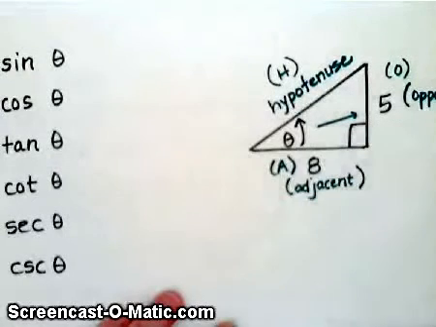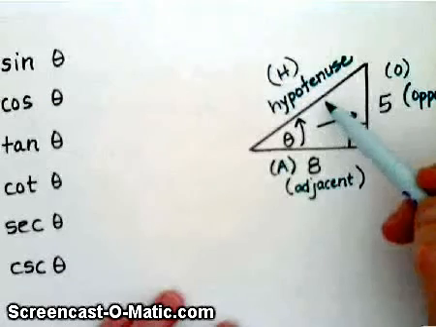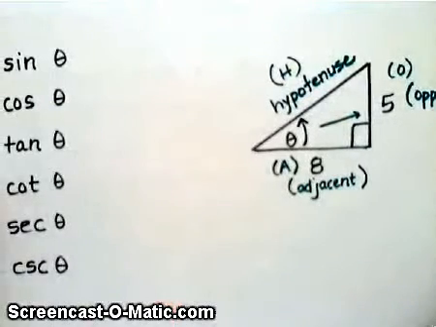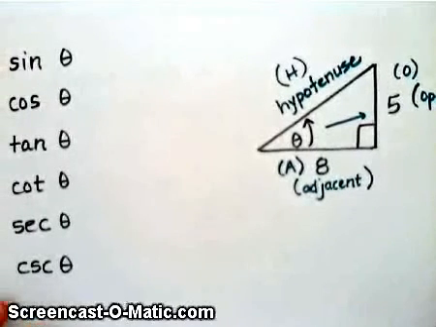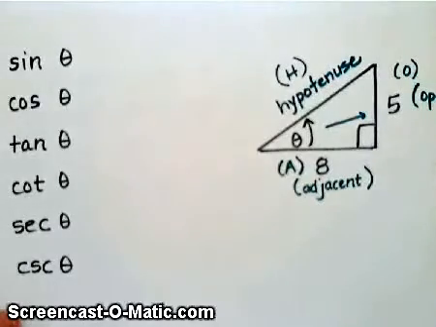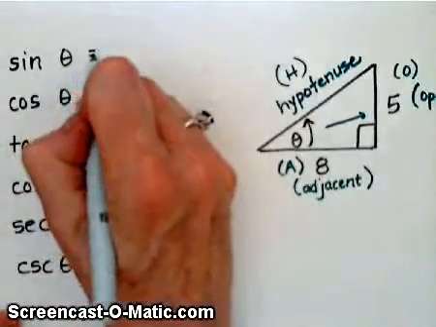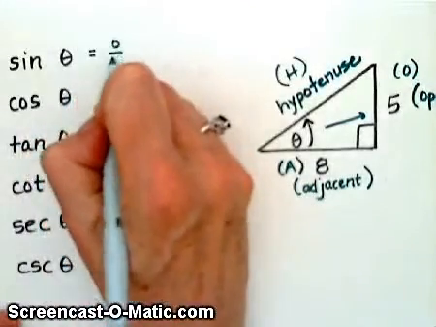Now, as you change angles, as you move your angle around the triangle, your sides can change. Your O and your A can change places. Your hypotenuse is always fixed. Now, on the left side of the screen, you see the 6 trigonometric functions that we've been talking about in class. We've been talking about today the X, Y, R definitions, which are new. Let's go back and review the OAH definitions.